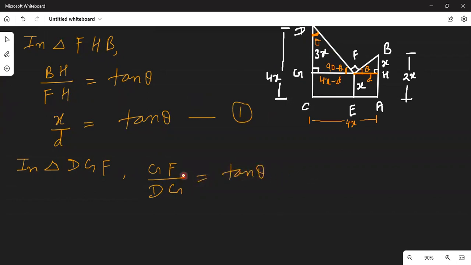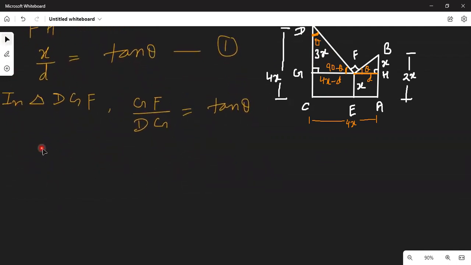Why are we saying that? Because then tan theta and tan theta can be equated and we can get the ratio in x and d, and we are done. Almost. So GF is 4x minus d. So we are going to write 4x minus d there. 4x minus d divided by GD or DZ, which is 3x, is equal to tan theta. The first and important thing is just noting down everything from the question and writing it in this diagram. This is equation number 2.